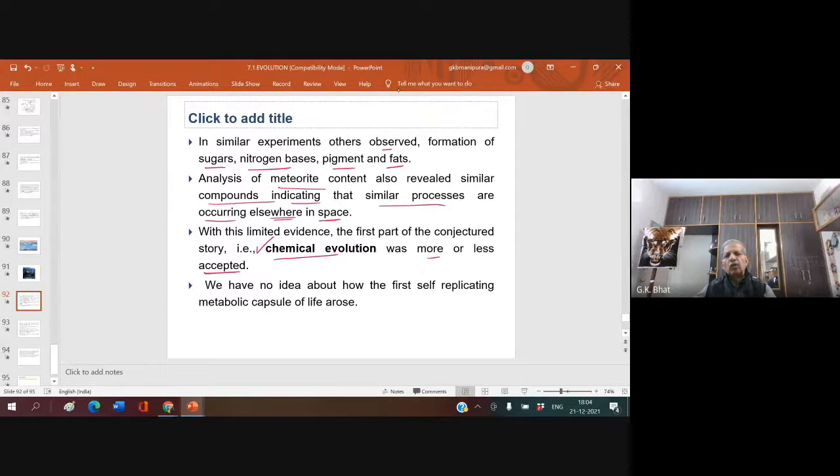We have no idea about how the first self-replicating metabolic capsule of life arose. So, okay, how this first cell, like a protozoan-like matter, arose. But what gave the shape of amoeba? Why does Euglena look like that? Why did that formation have that shape? Even today we are not in a position to know exactly how it happened.